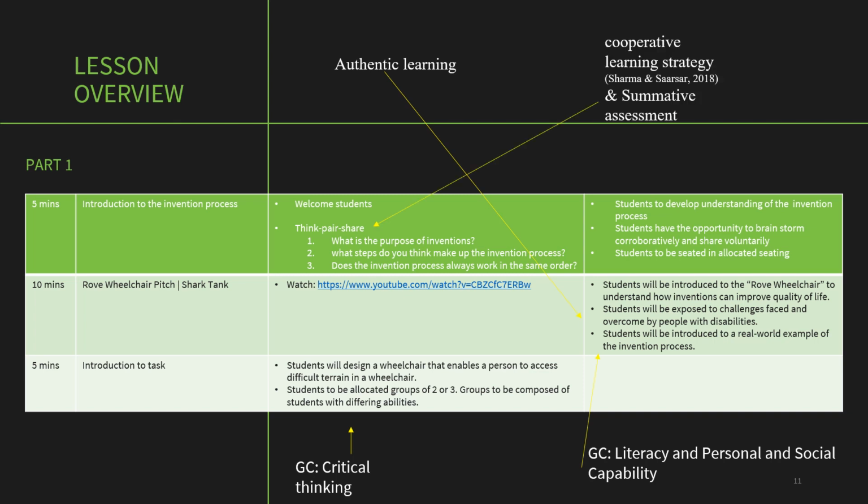I'm using Think, Pair, Share so that the students have the opportunity to explore these concepts together and then share if they are comfortable. This cooperative learning strategy maximizes all student learning as they share information with and learn from each other. According to researchers Sharma and Sasar, this strategy encourages students to play a proactive role by participating in classroom interaction, at the same time help them in creating a lively environment by meaningful discussions.